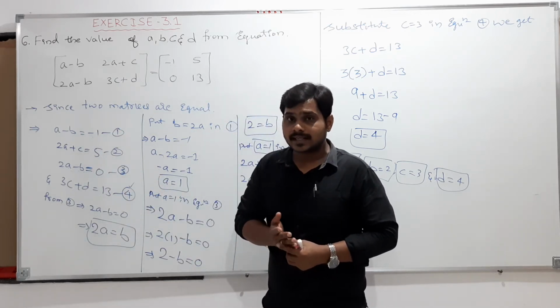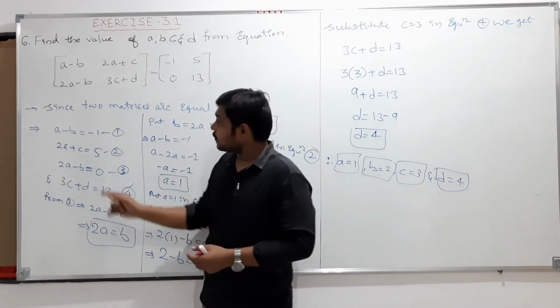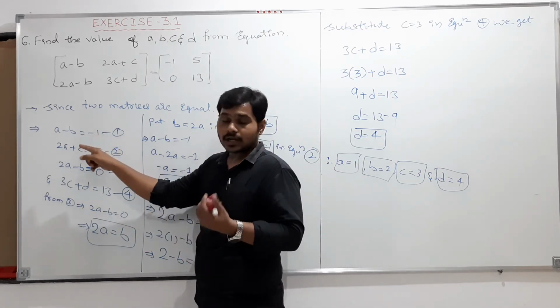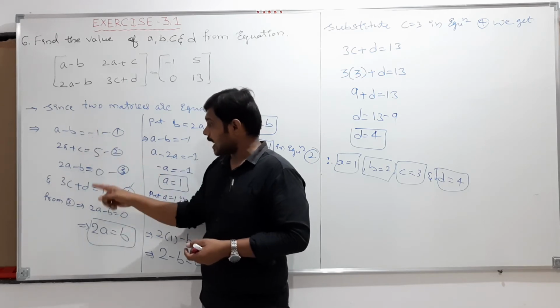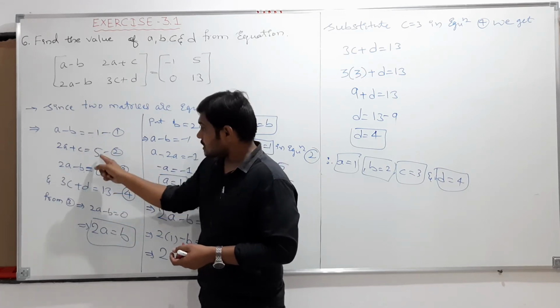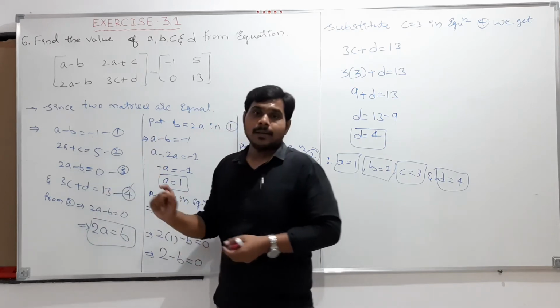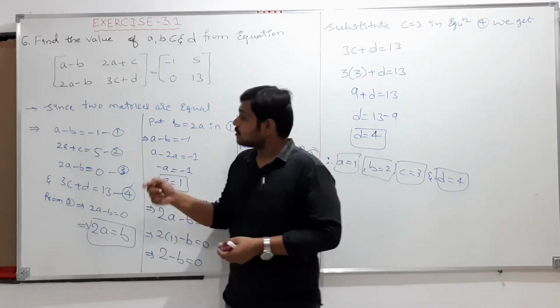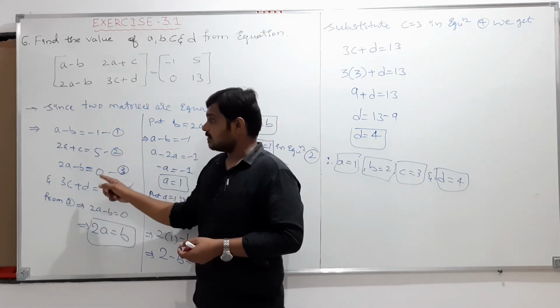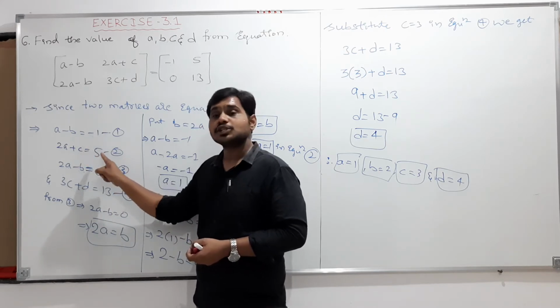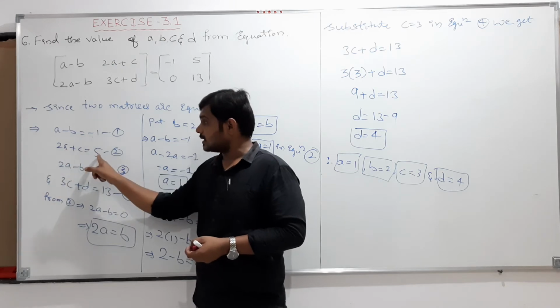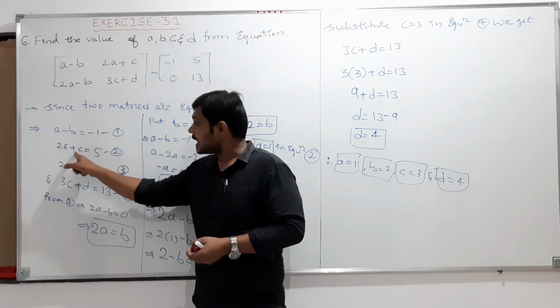Now my aim is to find the C and D values. I already calculated the A and B values, so there is no need to take the third equation again, because we already know the A and B values. Now we should search for the equation in which C and D are there. I am taking this equation because the A value I know, and this is the constant 5 here. Easily I will get the C value.